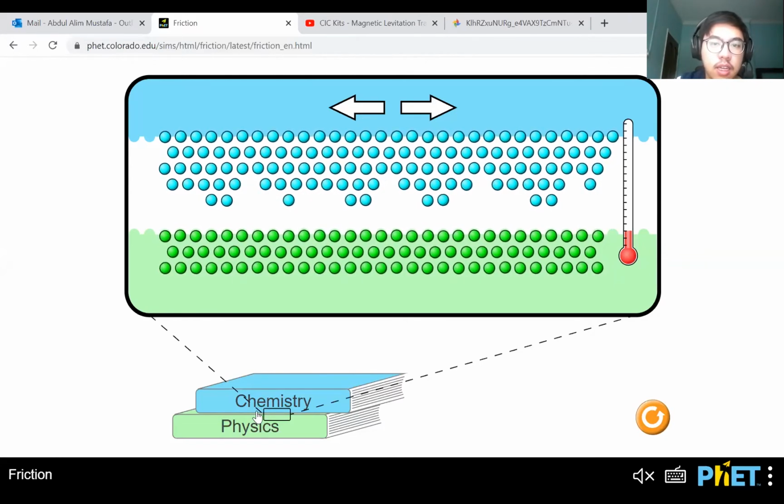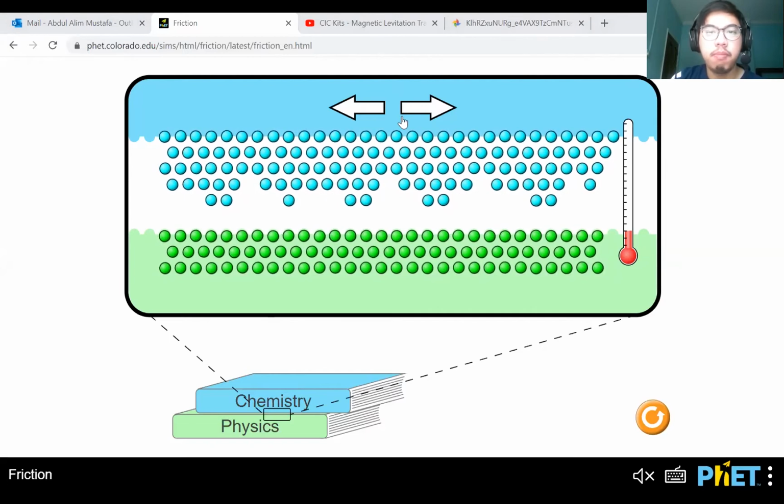So this is a simulation of what the surface looks like on the atomic level. You have two books here, a chemistry book and a physics book. And you can see zoomed in, these are what the molecules or the atoms look like. They're not a smooth line, they are peaks and valleys and troughs along the surface.